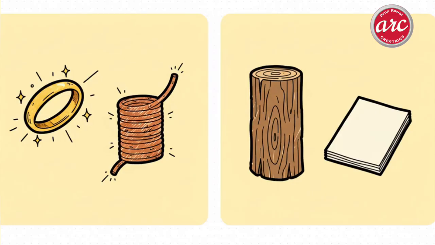Let's start with the most obvious one, appearance. Some materials, like the metal in a gold ring, are lustrous. They shine. Others, like wood or paper, are just dull. This simple visual cue is our first clue to a material's identity, and it's exactly why we make jewelry out of gold and not wood.